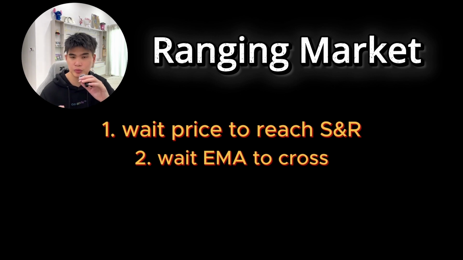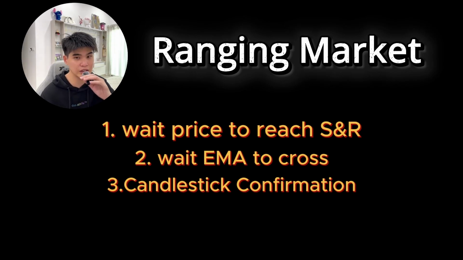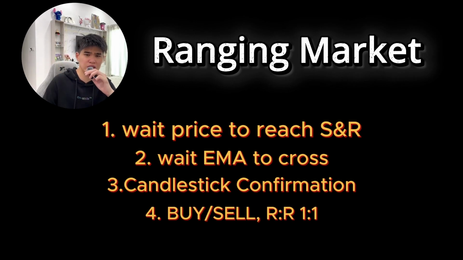For example, you waited for the price to reach your support level. What you want to wait for is the EMA to cross back up. And if you are waiting for the price to reach your resistance level, once it reaches, you want to see that the moving average is crossing back down. And once you see the EMA has crossed, wait for candlestick confirmation again, either bearish or bullish depending on whether you're at support or resistance. Once you see that, again, enter immediately without hesitation, risk and reward 1-to-1.